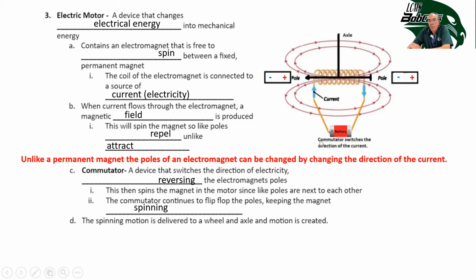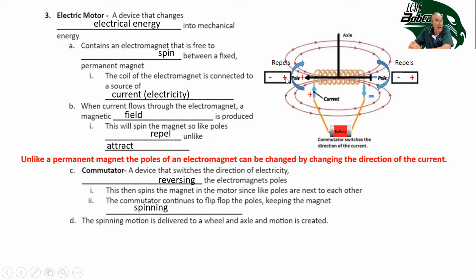So let's take a look at our motor over here. I'm going to put a battery in here. When we do that, the current is going to flow. And so positive is going to be flowing to the negative. And because the positive flows to the negative, this electromagnet is going to become positive on this end and negative on this end.